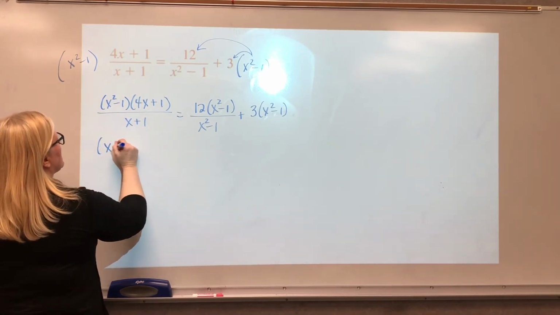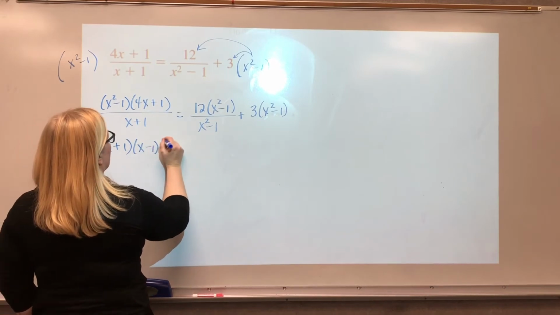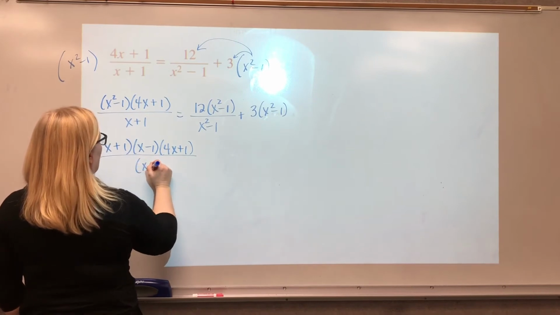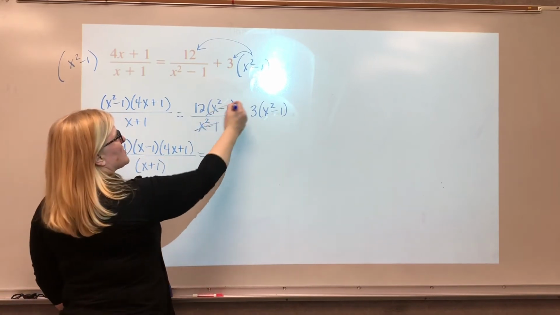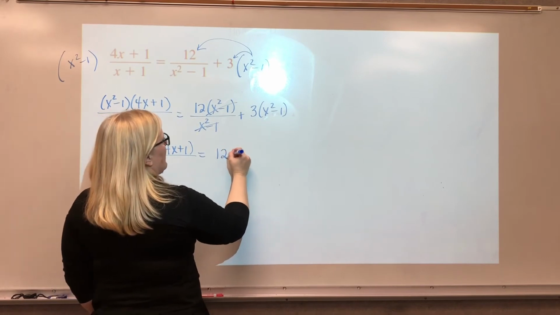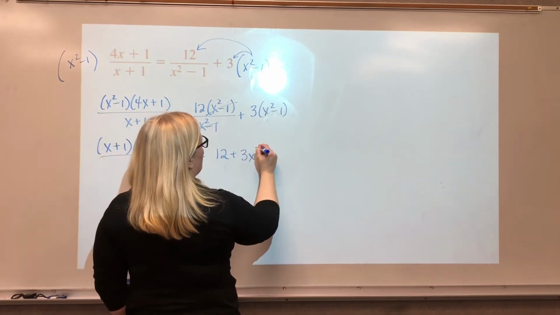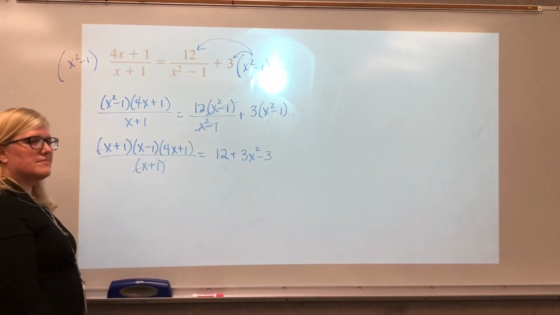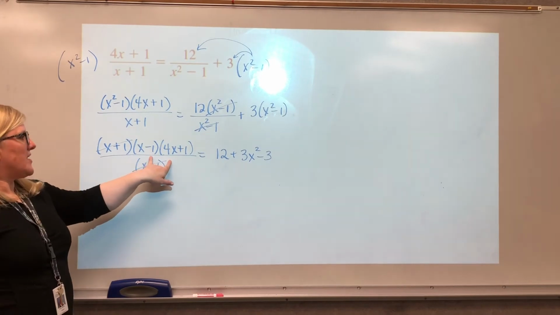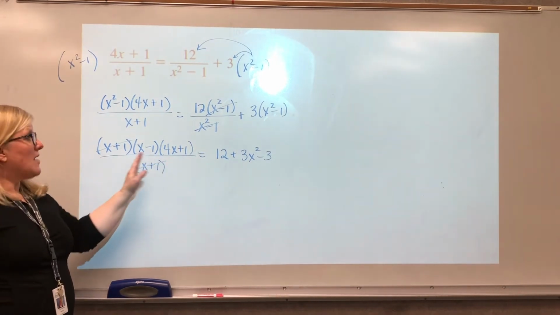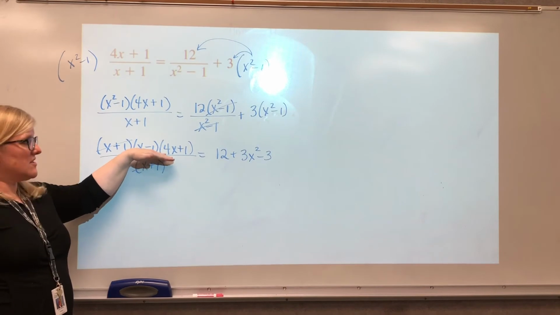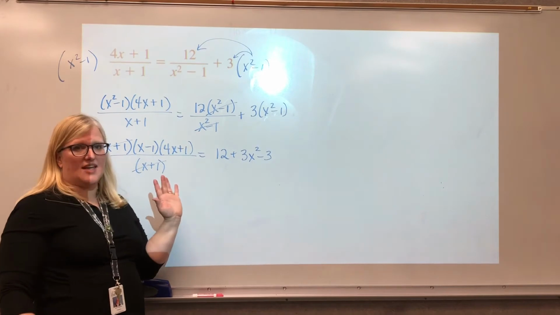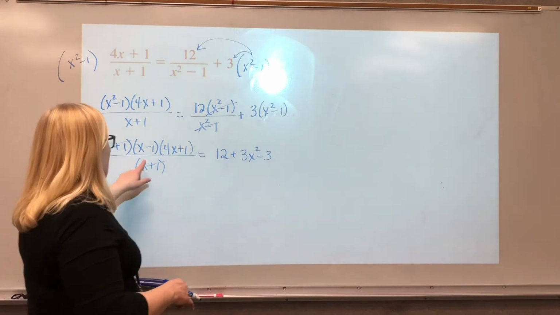So I've got x plus 1, x minus 1, and then 4x plus 1 over x plus 1. Here I can see that these just cancel, and this we just distribute. This is 3x squared minus 3. And over here, we see that the x plus 1 cancels. So now I'm left with x minus 1 times 4x plus 1. I'm going to distribute this, or FOIL it, and it's going to give me a quadratic, so I'm going to get everything to one side again and factor and solve from there.